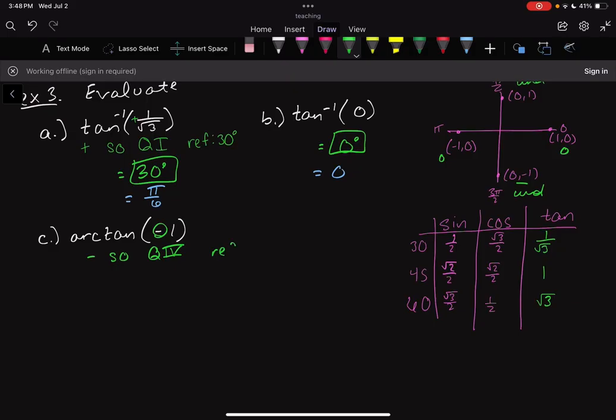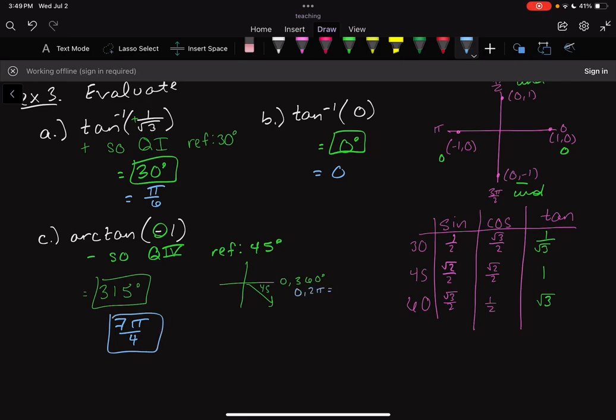And then my reference, if I look at my table, is 45 degrees. So I'm looking for the angle in quadrant 4 with a reference of 45 degrees. So for this, I would do 360 minus 45, which will give me 315. In radians, that's going to be 7 pi over 4. The way that I would get that is this is 0 or 2 pi. 2 pi can be written as 8 pi over 4. So if I subtract pi over 4, I get 7 pi over 4.